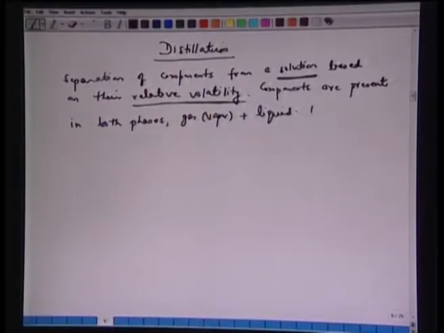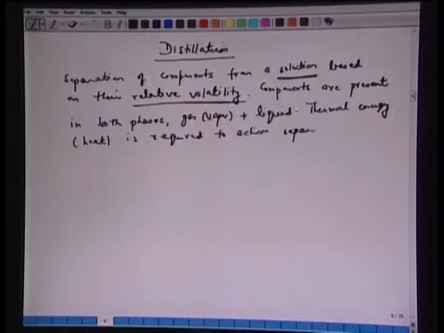Okay. And another thing here is thermal energy or heat is required to achieve separation. Okay. So, there are three things to note here. One, mechanism here is relative volatility. Second, components are present in both phases. And third, we require this heat to cause these separations.